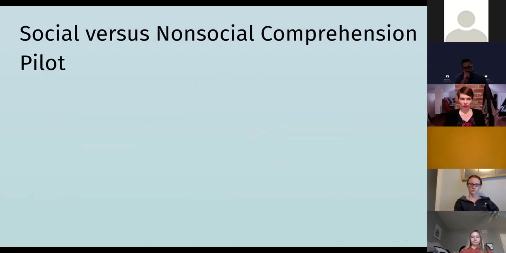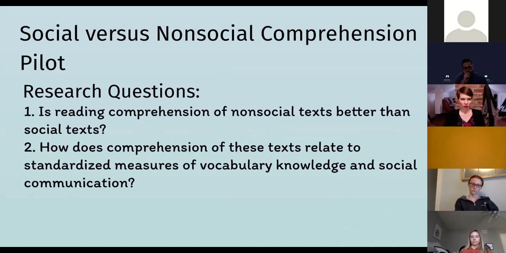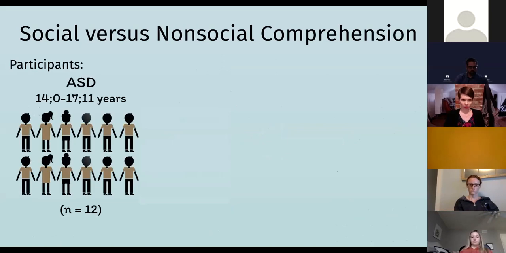So we conducted a very small pilot study looking at social versus non-social comprehension. Our research questions were, is reading comprehension of non-social texts better than social texts? And as I noted, those were defined based on our measures. And how does comprehension of these texts relate to measures of vocabulary and social communication? So, a very small pilot study.